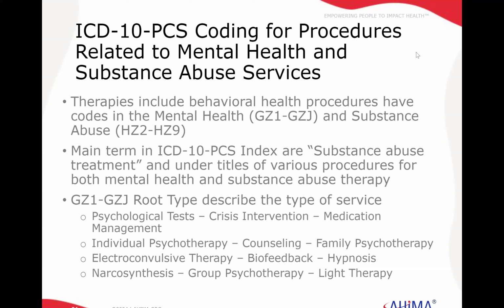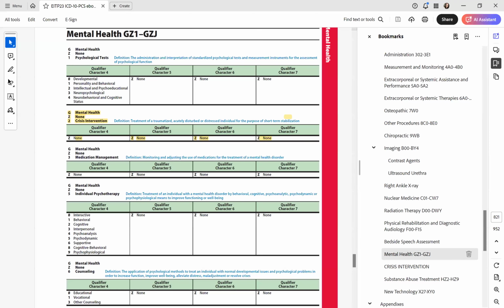Some things that we look at in terms of root types, and root types again are those 6 characters, are the things that we look at as psychological tests, crisis intervention, medication management, and individual psychotherapy. We also see things that we don't see so often: electroconvulsive therapy, biofeedback, hypnosis, light therapy, and others. And again, here you see some of them.